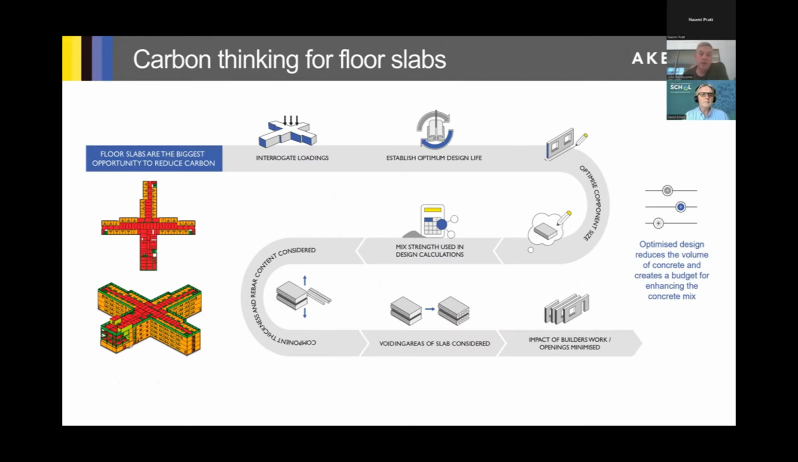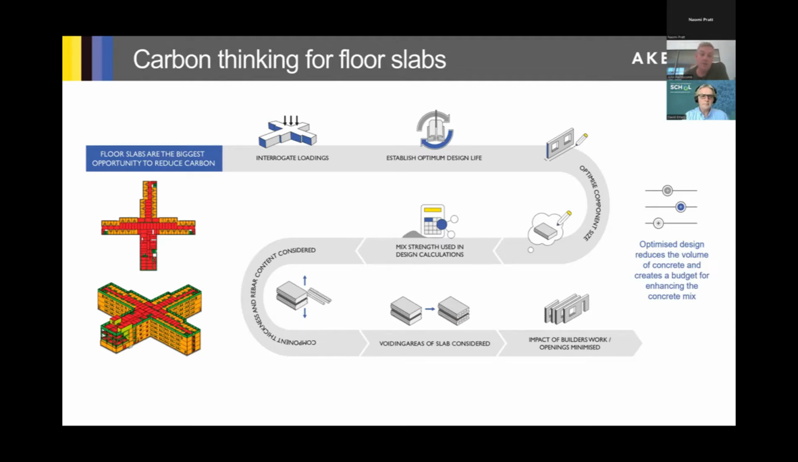So in looking at carbon thinking for floor slabs, taking those as the biggest areas, there's a number of levers that you can pull to optimize the amount of concrete you're using, and the type of concrete you're using. So, interrogating loadings. What are those loadings? Are they just cut and paste from the previous project? Are they relevant to this scheme? How can we reduce them? What are the factors of safety that we're relying on in those loadings?